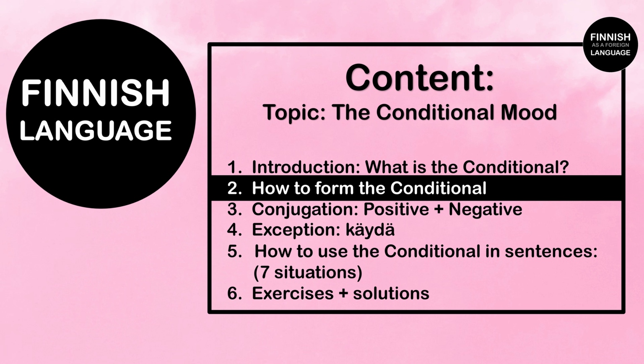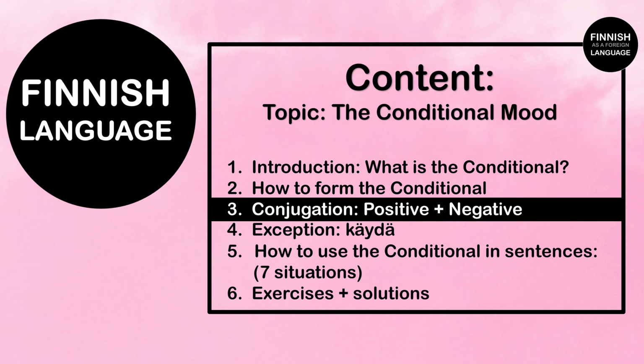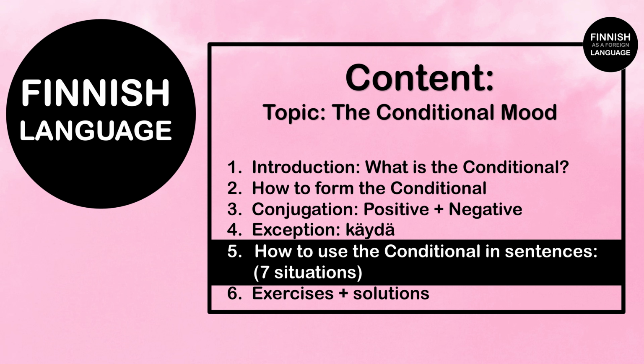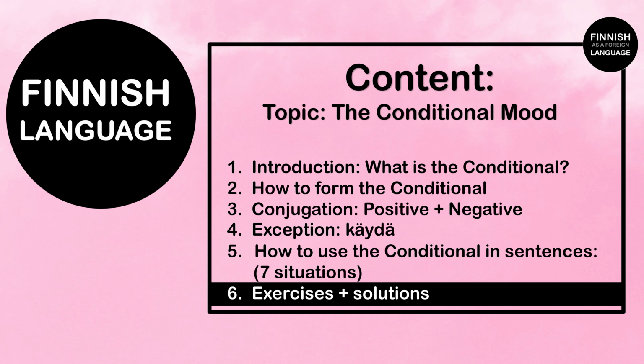Then in chapter 2 we are going to focus on the formation of the conditional, followed by chapter 3 in which we are going to learn how to conjugate the conditional for all persons in both positive and negative forms. In chapter 4 then we will take a look at an important exception regarding the conditional mood, followed by chapter 5 where we are going to learn when and how to use the conditional in sentences. And finally in chapter 6 then we will practice what we've learned today by solving some exercises together.